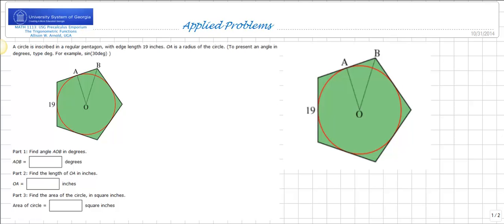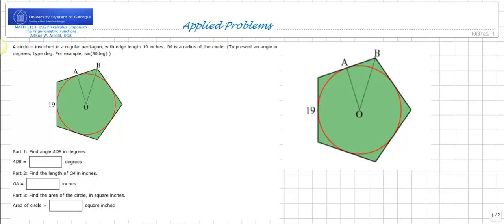Okay, here's a nice geometry example. We have a circle that's inscribed in a regular pentagon, and the regular pentagon's edge length is 19 inches. We are to note that OA is the radius of the circle in the figure that we're given. And we're to find angle AOB in degrees, the length OA in inches, and ultimately the area of the circle in square inches.